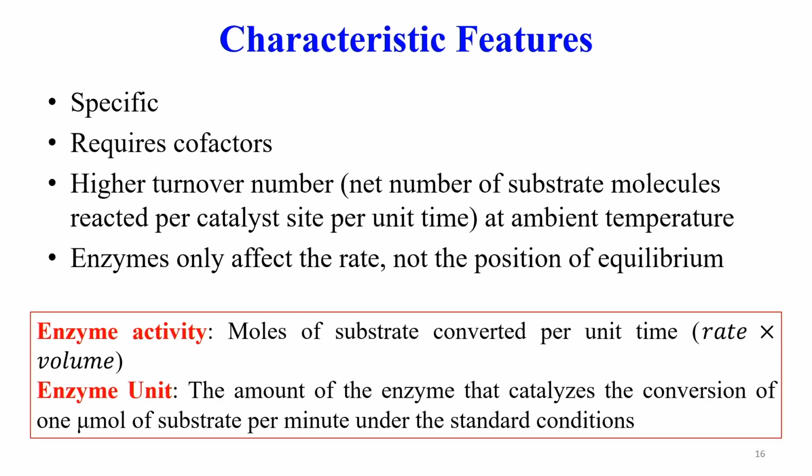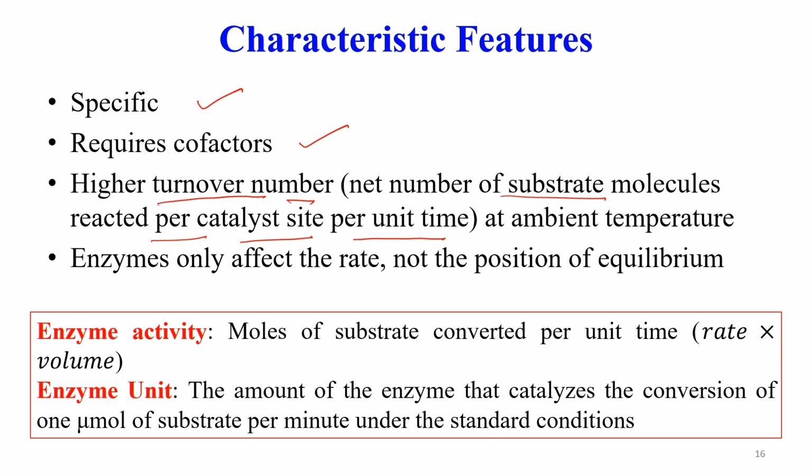Now we can see what the characteristics of enzymes are. Depending on their active sites, they are very specific to the substrate. Sometimes they may require cofactors. In the absence of cofactor we call it apoenzyme, in the presence of cofactor we refer to it as holoenzyme, and they have a higher turnover number. The turnover number is defined as the net number of substrate molecules reacted per catalyst site per unit time, that is called turnover number.